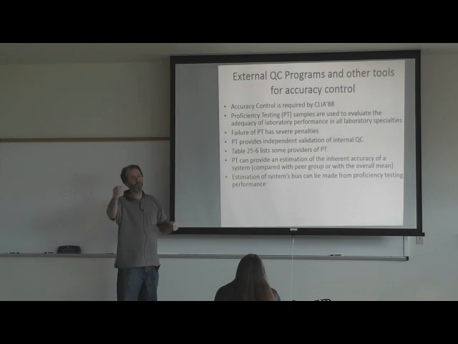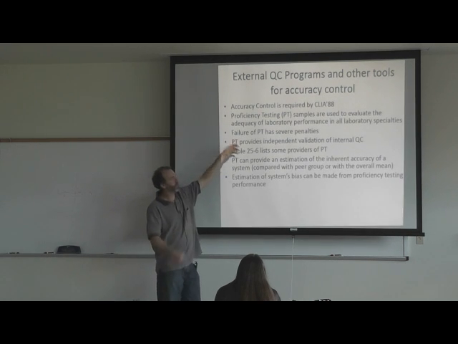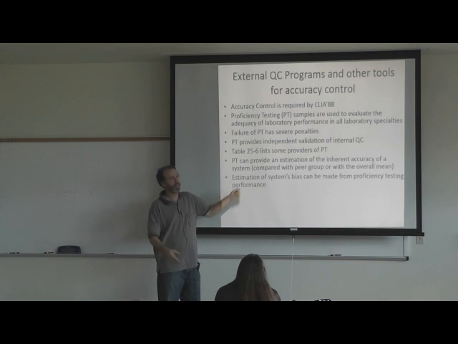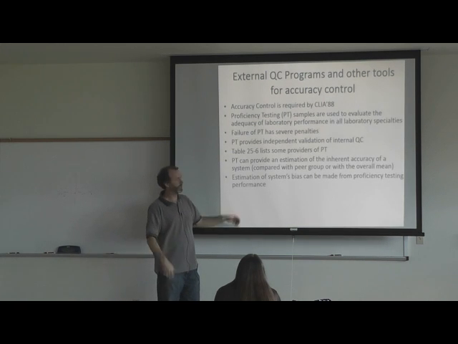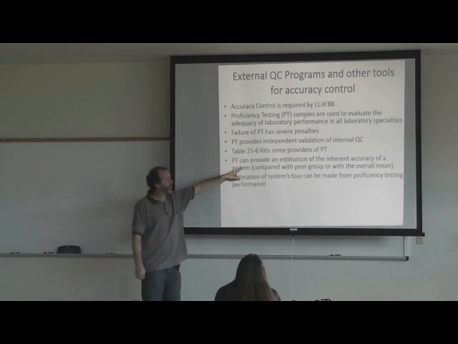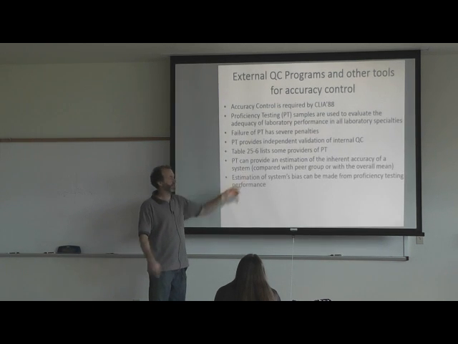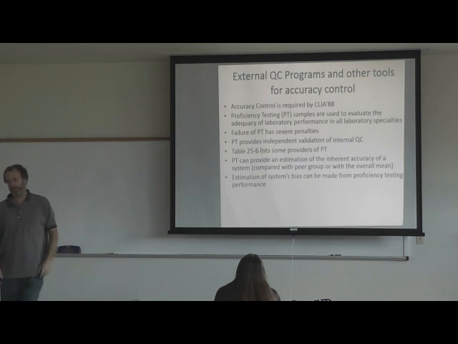So basically, they give you test samples, you test them, and you send them back the values you came up with for those and your standard deviations for those. And they compare you to everybody else they tested. And if you're so many standard deviations away from the group mean, then they fail you. And then you could lose accreditation in the lab if that occurs. Proficiency testing can provide an estimate for the inherent accuracy of the system because it basically compares you to everybody else. And estimation of the system's bias can be made from proficiency testing performance also.